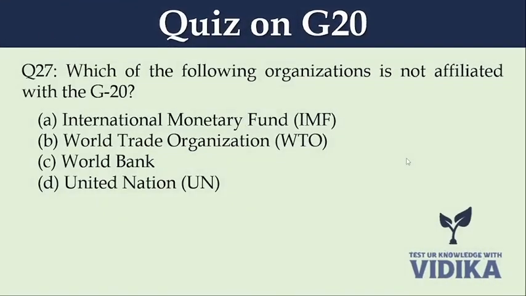Which of the following organizations is not affiliated with the G20? Option A, International Monetary Fund IMF. Option B, World Trade Organization WTO. Option C, World Bank. Option D, United Nations UN.